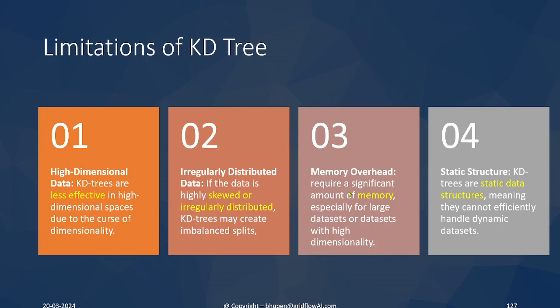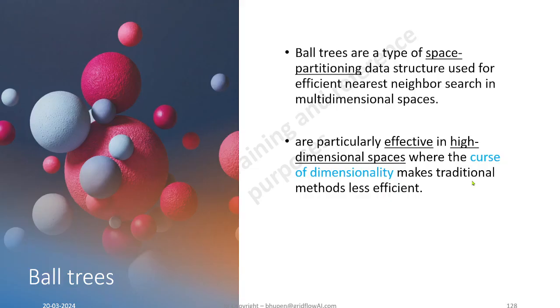KD tree requires a lot of memory initially to build the tree during the training time. And once the tree is built, that's pretty much static. That means if new samples come in your data stream, you cannot dynamically update the tree. You have to build the tree afresh. So that means KNN in all forms is not good for online machine learning models.